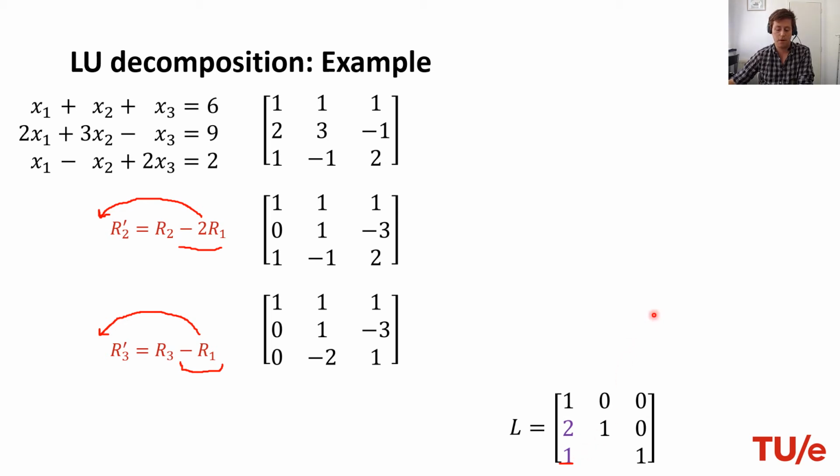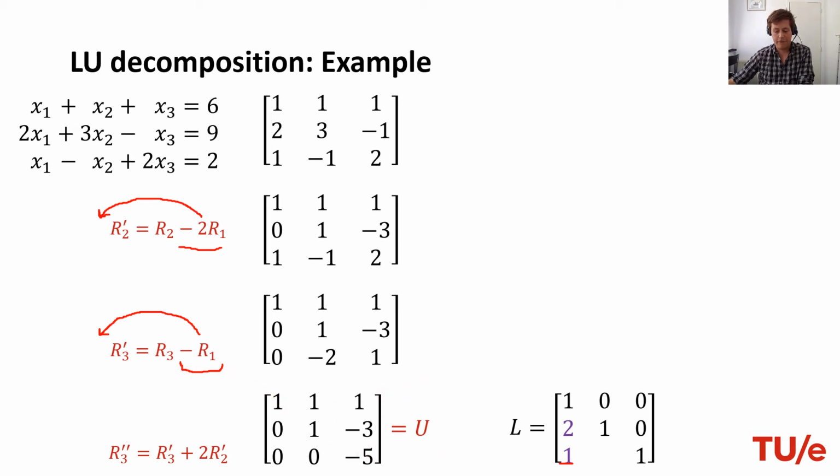so the coefficient that we have to add over here is a plus 1. And finally, we need to get rid of this minus 2 term over here. How do we do that? We add to the third row twice the second row, which will give us the matrix U. So this is the upper triangular matrix U.